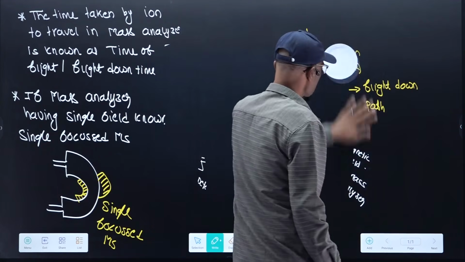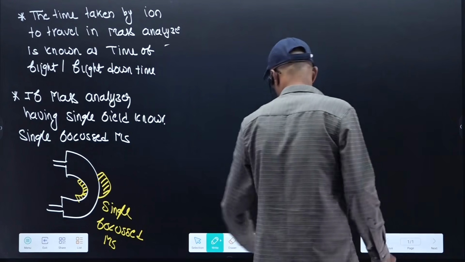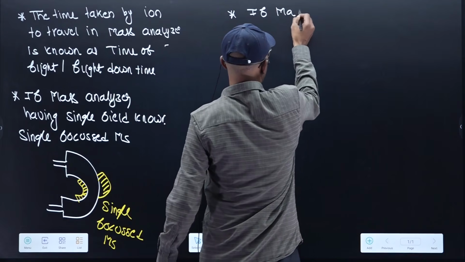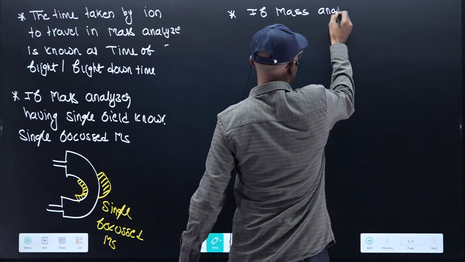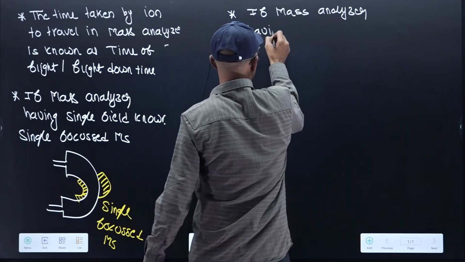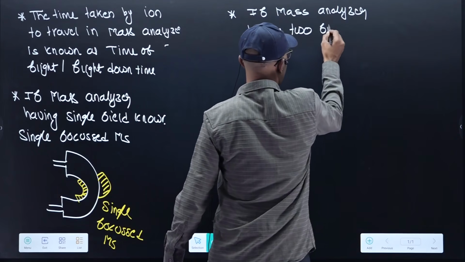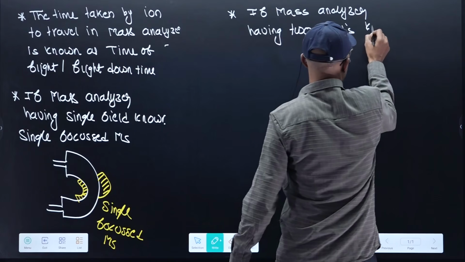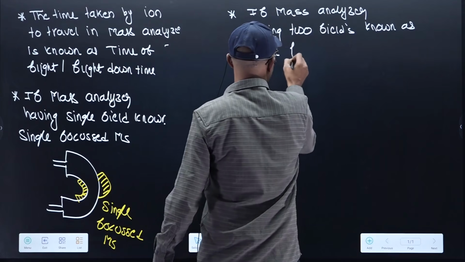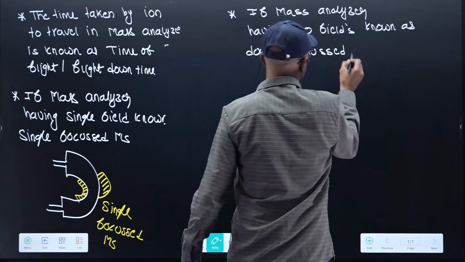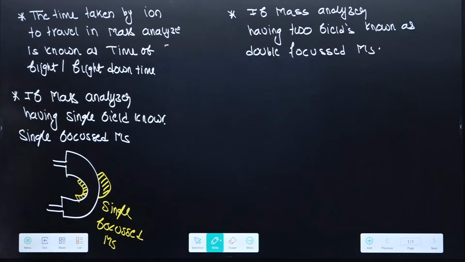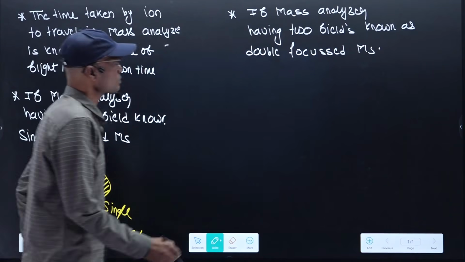So if a mass analyzer has two fields connected, that is called double focus mass spectrometry. When a mass analyzer carries two fields, that is known as double focus mass spectrometry.